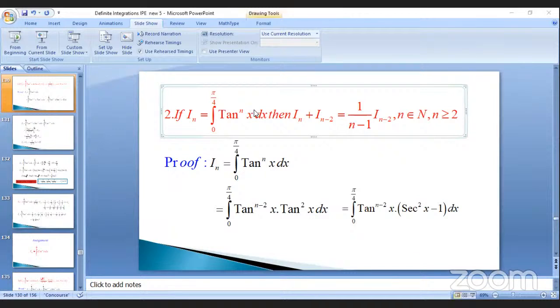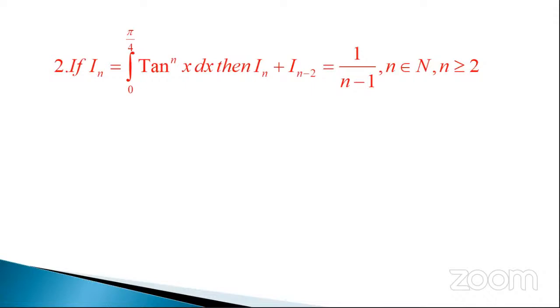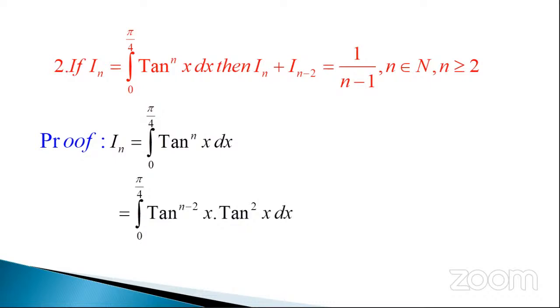Tan to the power of n minus 2x, I n plus I n minus 2 equals 1 by n minus 1. Am I clear? Now, the integral I n equals the integral over 0 to pi by 4 of tan to the power of nx dx, which can be written as tan to the power of n minus 2x into tan square x. Now, tan square x can be written as sec square x minus 1. We know the formula, sec square theta minus tan square theta equals 1. In a similar way, sec square theta minus 1 equals tan square theta.